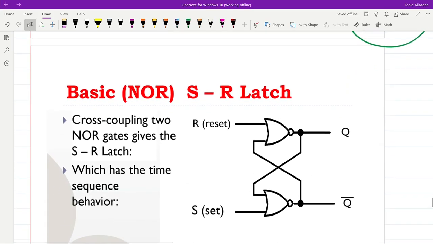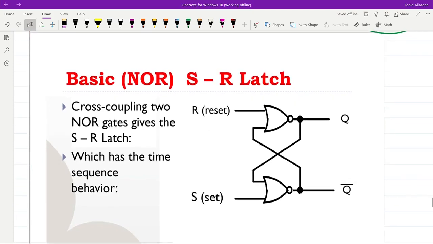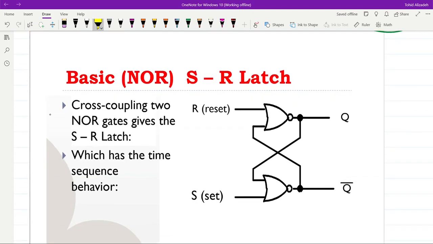Okay, now let's see some details regarding the storage elements. First, we start with the latches, and we start with the simplest latch possible. The first one to consider is the basic NOR SR latch. Basically we have two NOR gates and their outputs are interconnected to each other. So the output of the first one is connected to the input of the second one and vice versa.